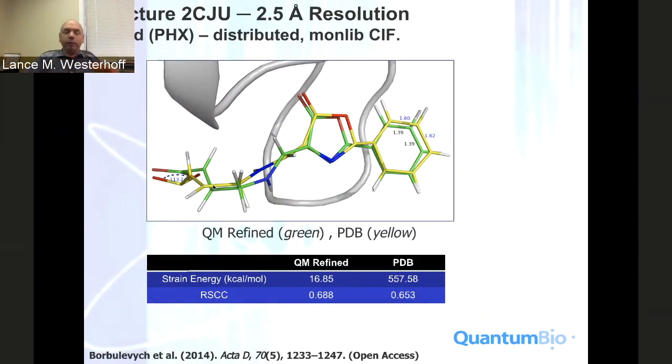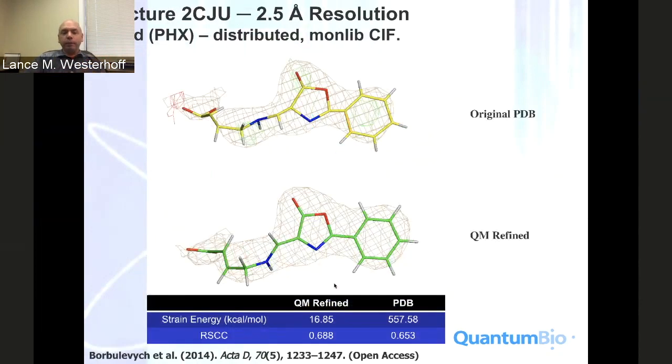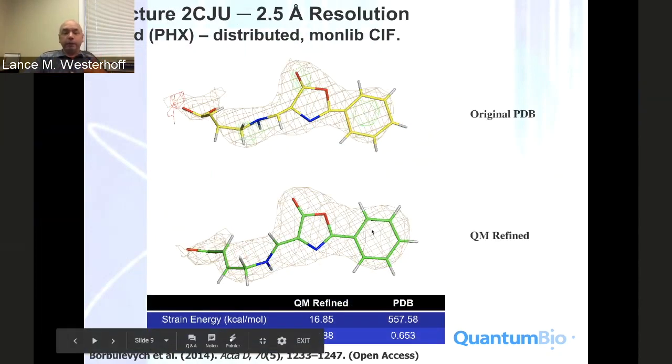So instead of using the gradients from this faulty CIF, it goes through and runs it quantum mechanically. And of course, the strain went from pretty large, 550 kcal per mole, all the way down to about 16, 17 kcal per mole. Certainly much better. And if you look at the difference density, again, this is illustrating the fact that this is a refinement, not an optimization.